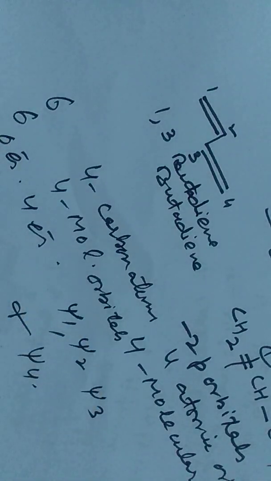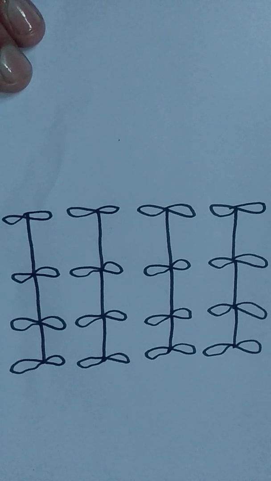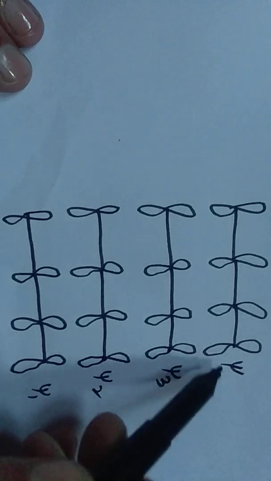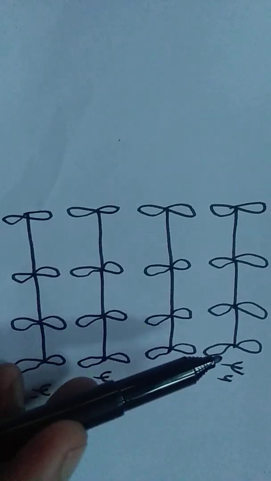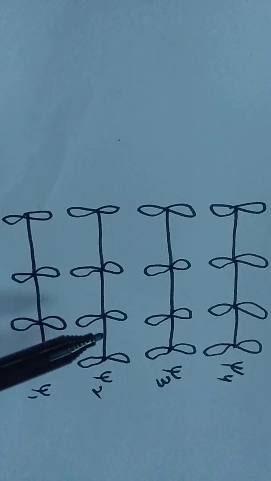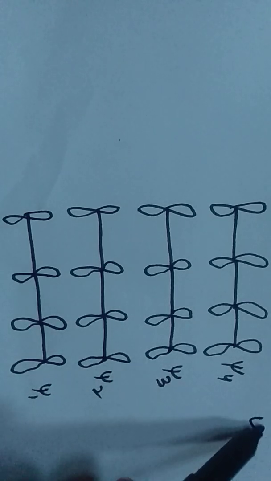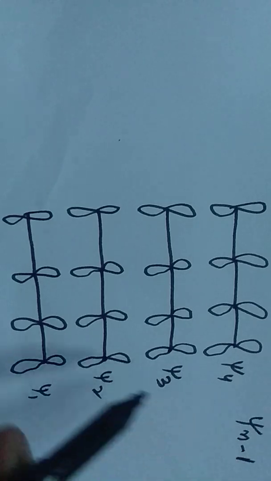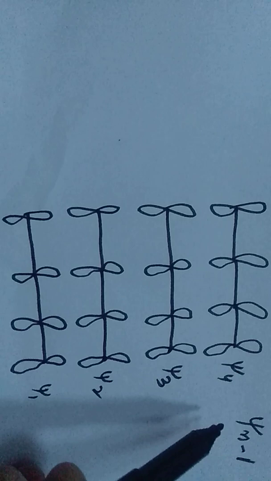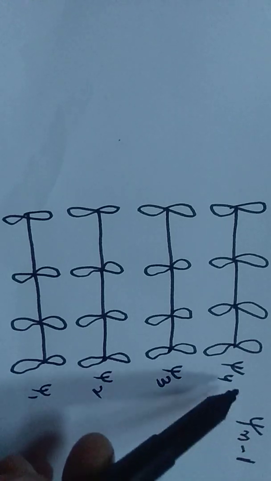Now we draw these orbitals. These are four molecular orbitals. This is psi1, this is psi2, this is psi3 and this is psi4. Now there are nodes. To calculate nodes, there is a simple formula. The number of nodes is psi n minus 1. Here n is equal to 4, minus 1. It means there are three nodes.